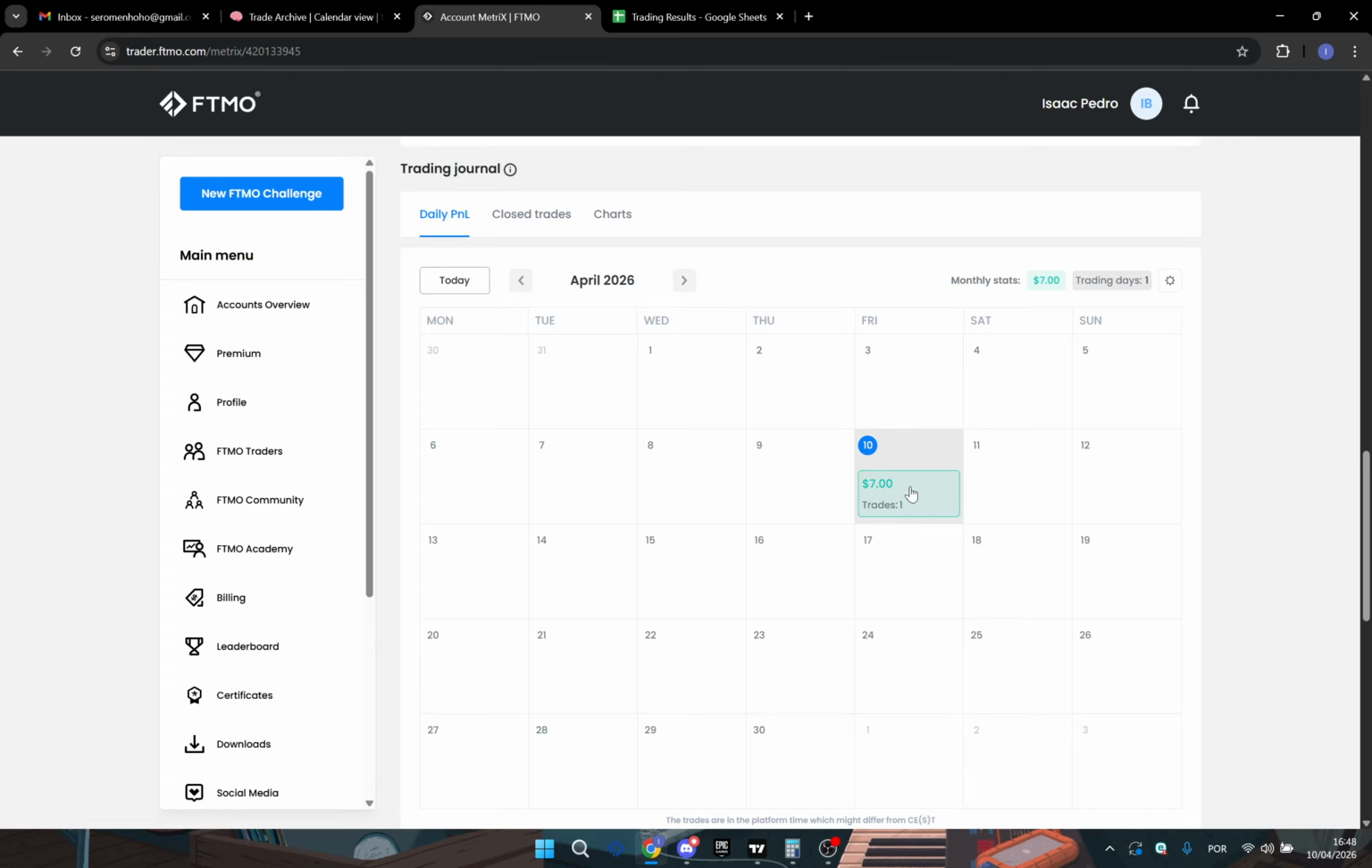So I did take the break-even trade, which was $7. So my first trade on my funded account was a $7 break-even, which is so cool. I'm gonna go buy a freaking house with the $7. Anyway, but yeah, I'm glad it wasn't a loss.